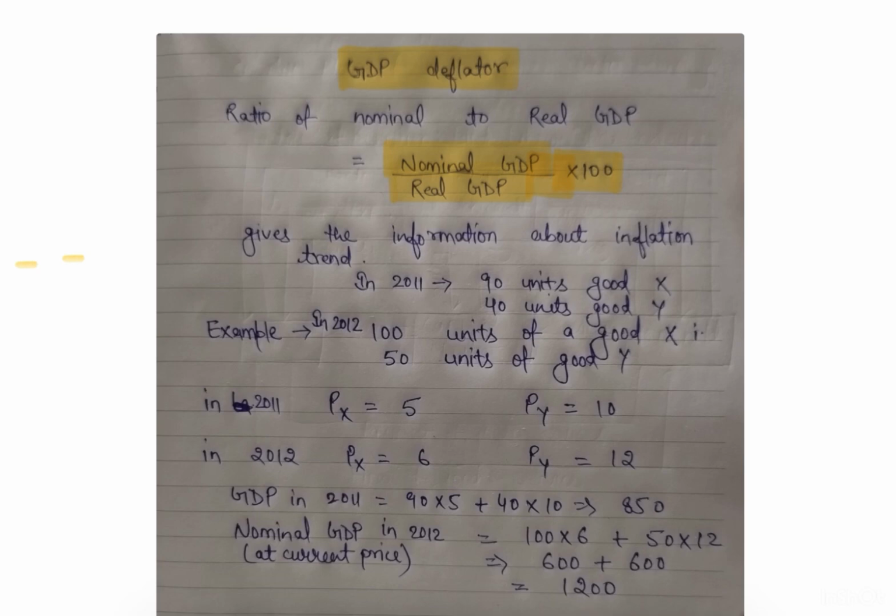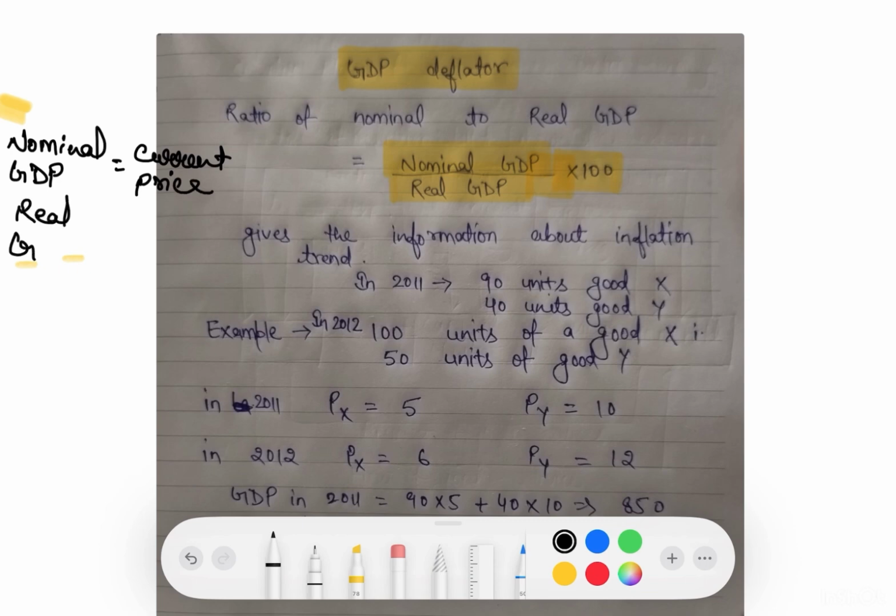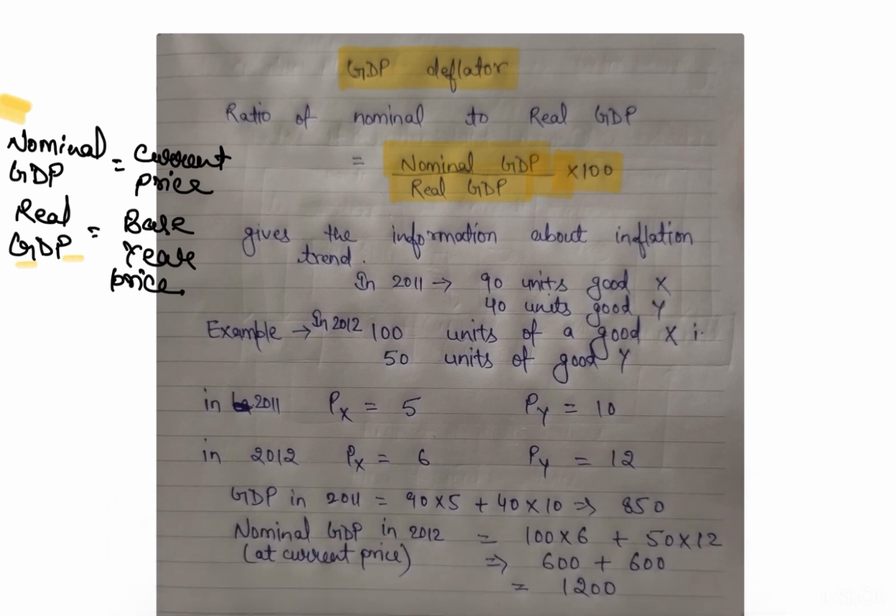Now nominal GDP is something that is calculated at current price. So nominal GDP is calculated at current price, and real GDP will be calculated at the base year price. So nominal GDP at current price and real GDP at base year price. Now we will see it through a simple example.